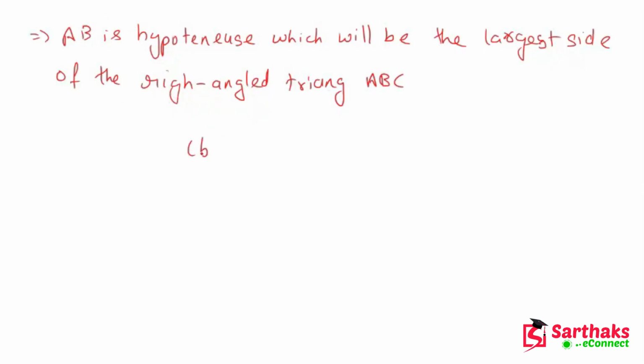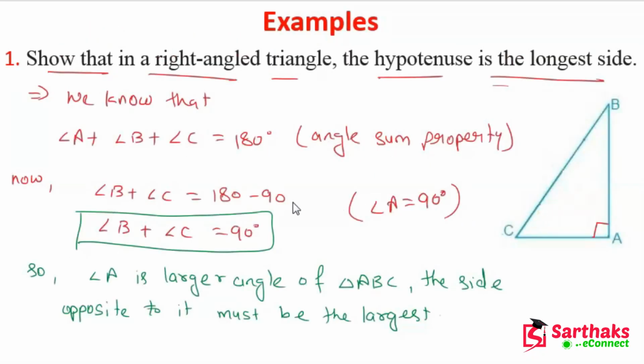So this is by theorem 7.7. Understand my dear friend, this is the answer. So we know that the side opposite to the larger angle is always the largest side.